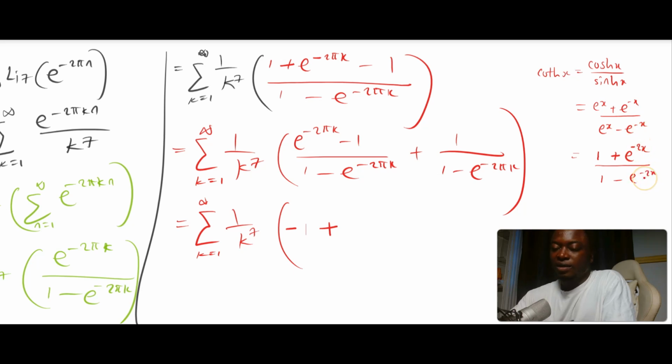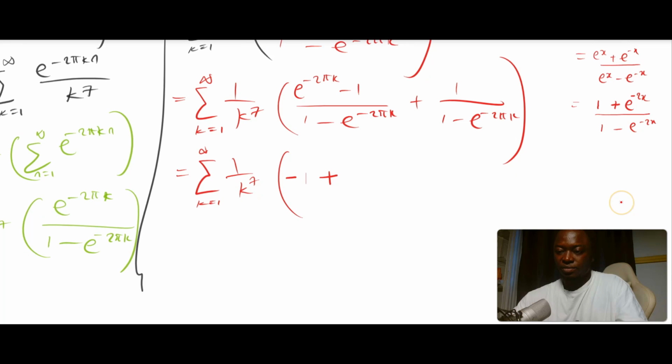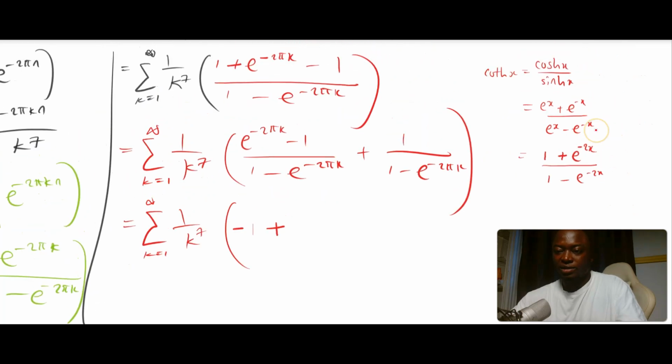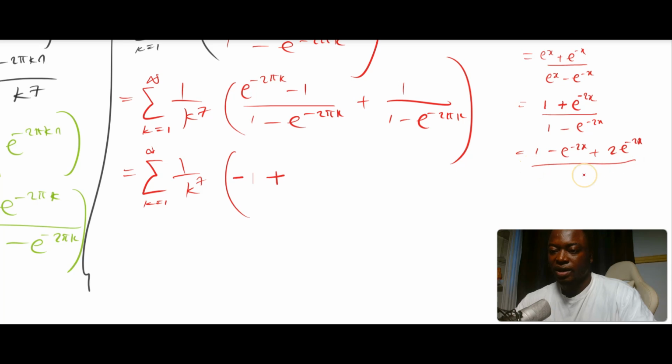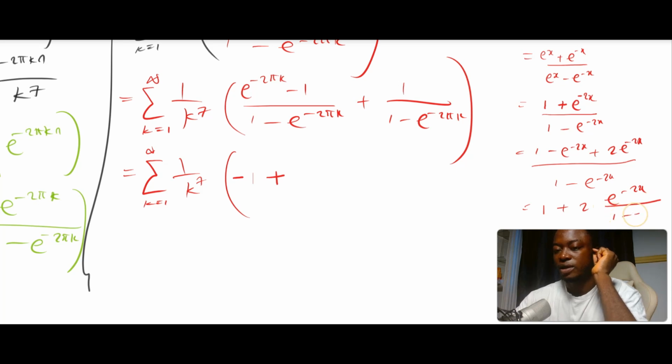So basically, what you can do from here now, you can write at the very top here, add and subtract this. So you would have 1 minus e to the negative 2x plus 2e to the negative 2x, all divided by 1 minus e to the negative 2x. So we're making some progress. If you do this, you get a 1 plus twice e to the negative 2x, all divided by 1 minus e to the negative 2x.